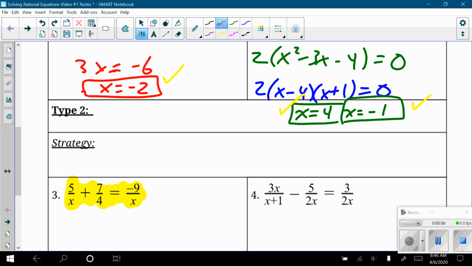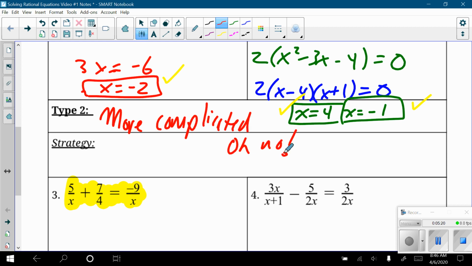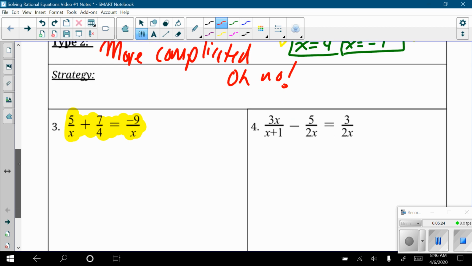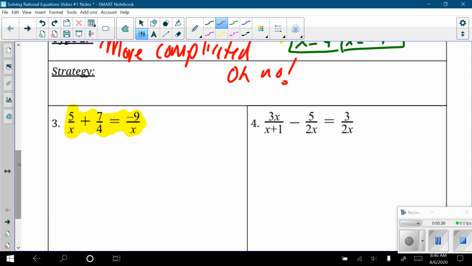This type is called "more complicated, oh, no." It is important to be on the lookout for because you have a completely different strategy. And the strategy is kind of weird. It's not cross multiplying. It's not anything you've seen before.